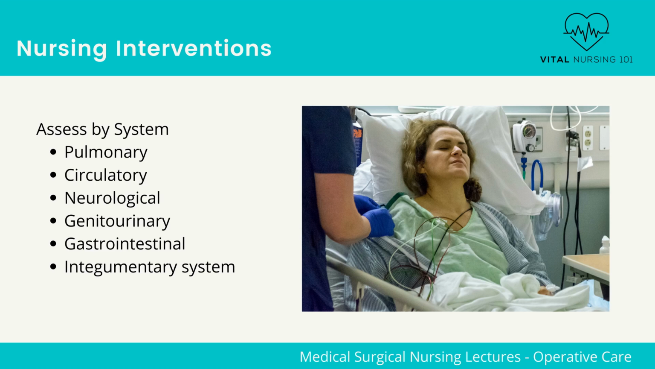The next system to assess is the neurological system. This is done by evaluating the level of consciousness, assessing reflexes and movement. The next system is the genitourinary system. This is done by monitoring input and output and assessing urinary output such as color, clarity, and amount.